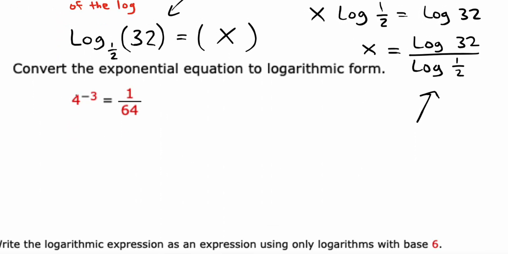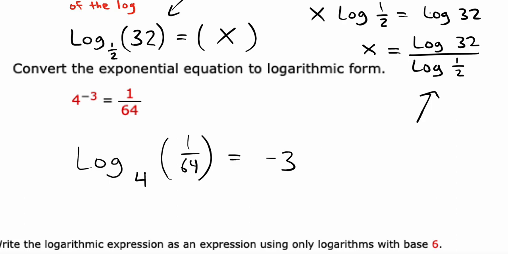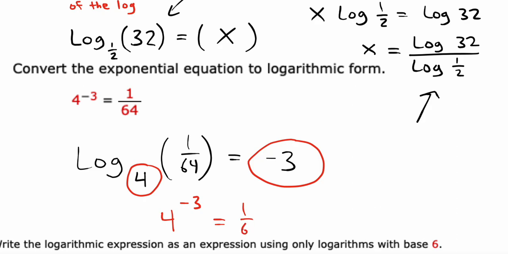All right, this one says convert the exponential equation to logarithmic form. So let the base of the log be the 4. Put the 1/64 in the parentheses and put a -3 on the other side. You can always check your work by trying to reverse the process. Like, how do you go back to exponential form? 4 to the -3 equals 1/64. Like, it checks if I try to reverse the process.